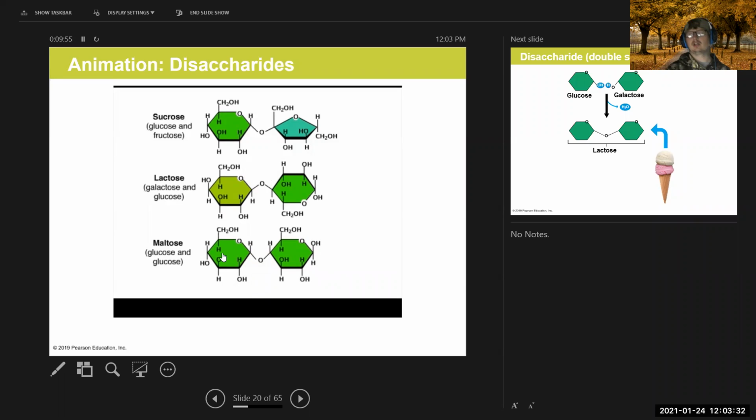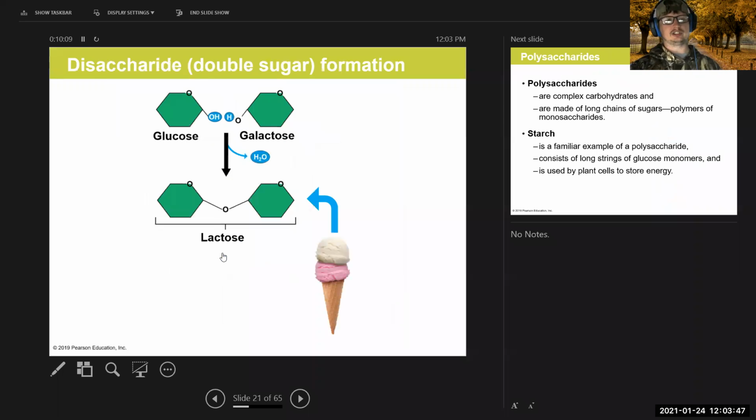All right, so that just kind of shows you how the dehydration looks in that chemical reaction, and then the different molecules, the different disaccharides you get as a result of those dehydration reactions. And here we just have a figure showing that as well.